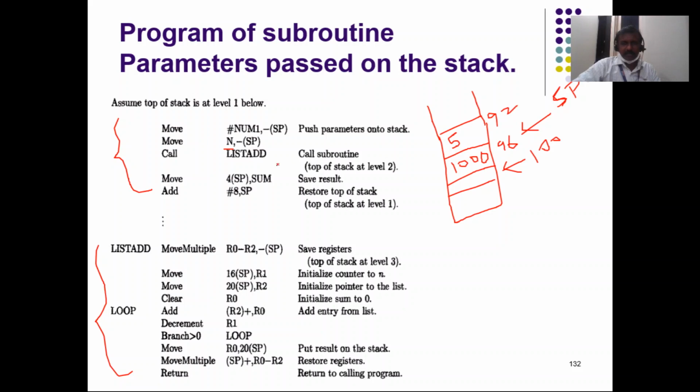Then we say call list add. So call list add means what? Control should be transferred to this subroutine, but before transferring the control, it will push the return address, because after executing the subroutine the control should come back. So the return address will be pushed here. After pushing the return address, SP will point to 88. Let us assume that also needs 4 bytes. Now the control will be transferred here.